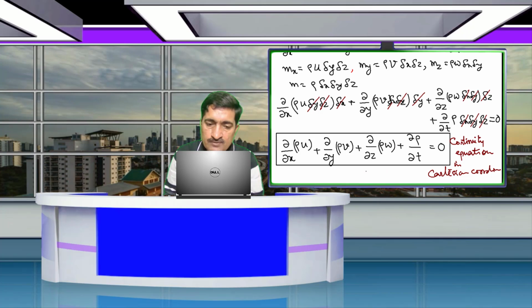Now for steady flow, del rho by del t is equal to 0. So this is the continuity equation in Cartesian coordinates.